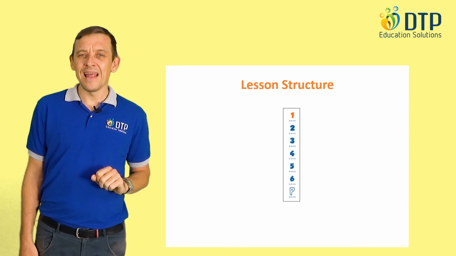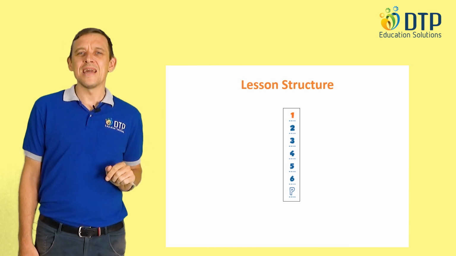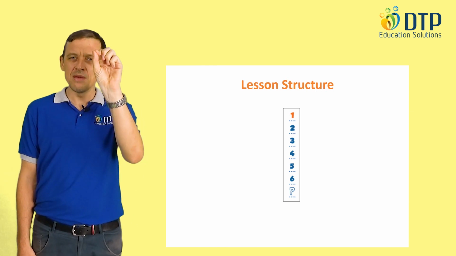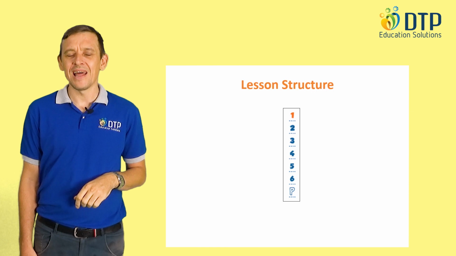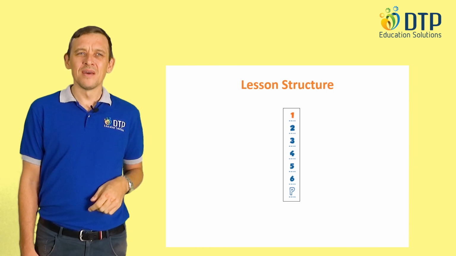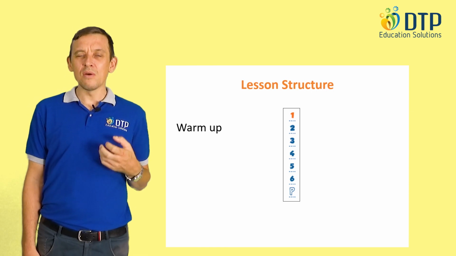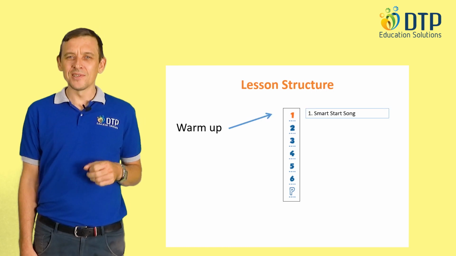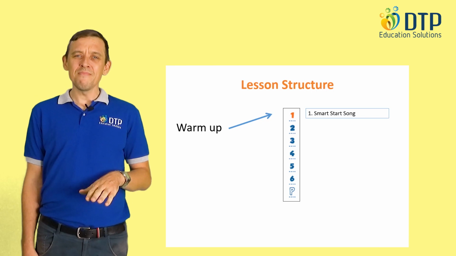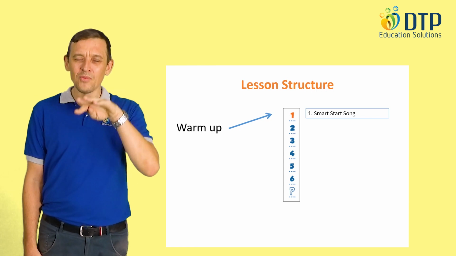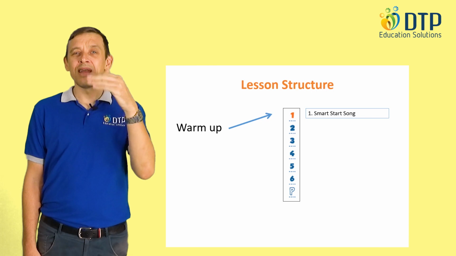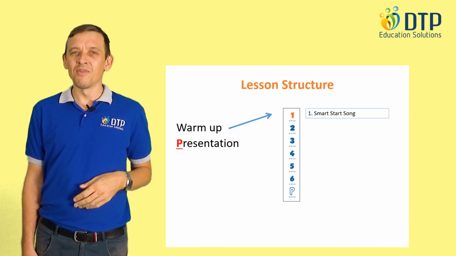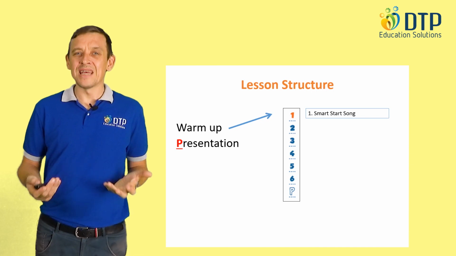Let's look at a lesson. Now, what you can see here is the control panel for the lesson, and this is how we move between the different parts of the lesson. So let's see. We start off with a warm-up activity, and this is the Smartstart song. Now, it's the same throughout the level, but if you change to the next level, the song changes as well.